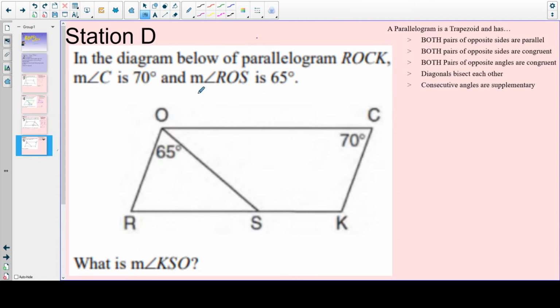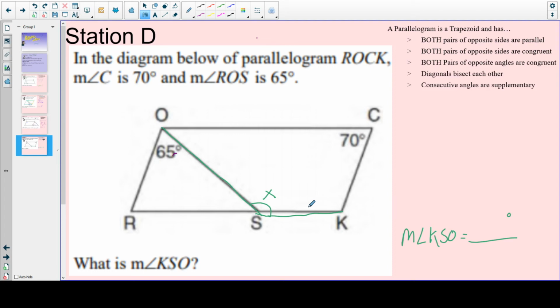All right, last but not least. In the diagram below of parallelogram ROCK, the measure of angle C is 70. Oh, wow, they actually put it in for us. And the measure of angle ROS is 65. Okay, what is the measure of KSO? So my answer has to look like this: the measure of angle KSO is something in degrees. Where is the measure of angle KSO? KSO is this angle. We need to find this angle.